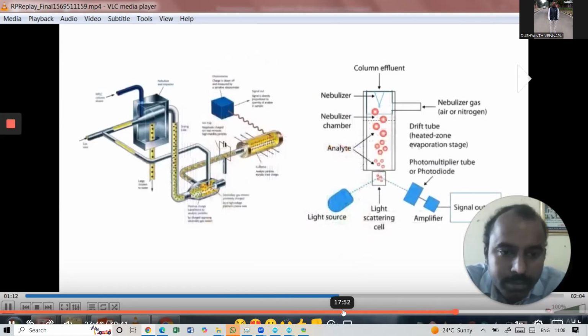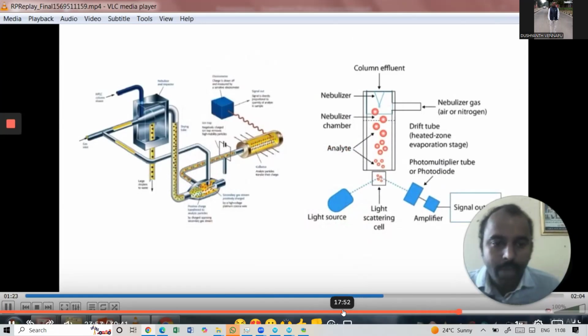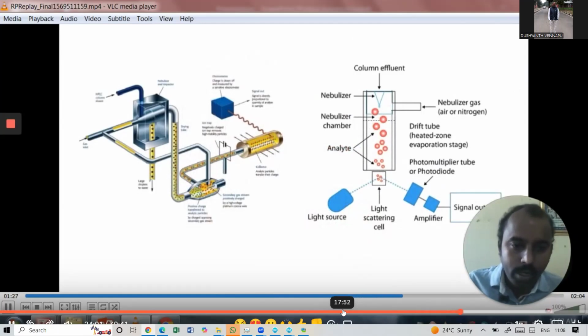So here there is a flow of the mobile phase. Now it is mixed with some nebulizer gas. Now it is heated in a heated zone. In the heated zone, the mobile phase gets evaporated. Only the analyte, that is the red color, the analyte of interest, will go on to the detector.